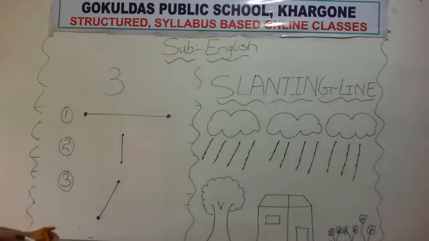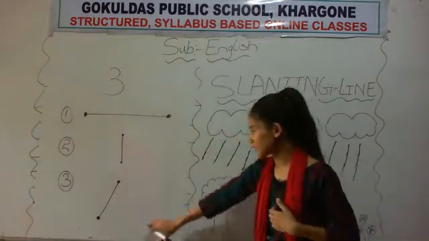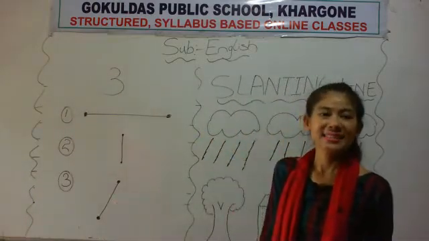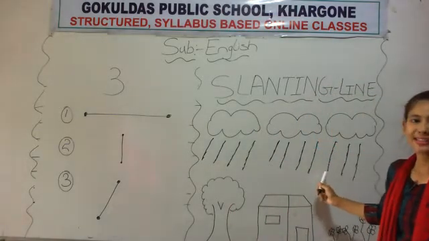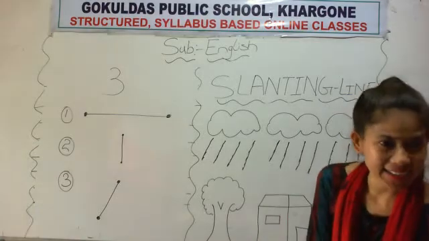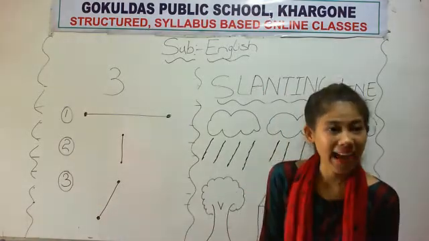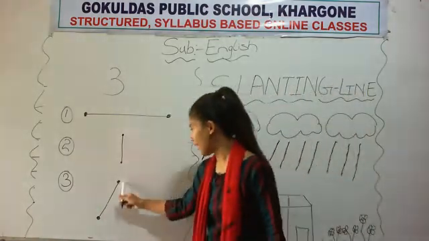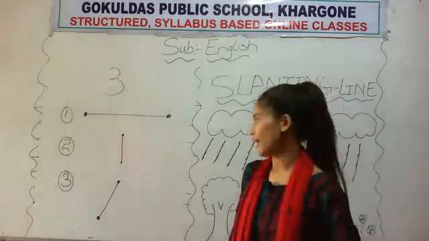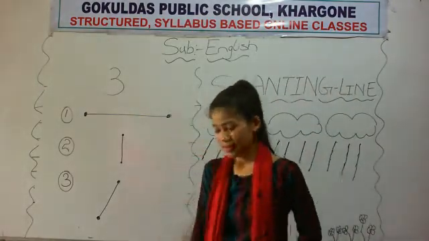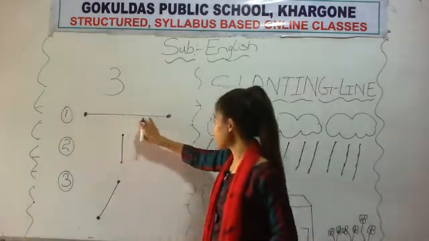Slanting line. Which line is this? This is slanting line. So today which line have we learned? Slanting line. Okay. Which line is this? This is slanting line.